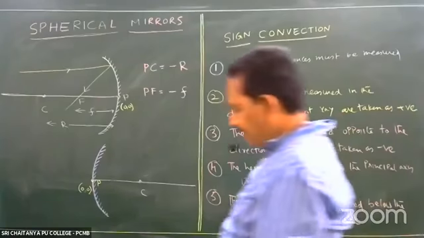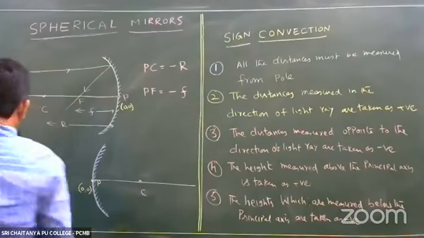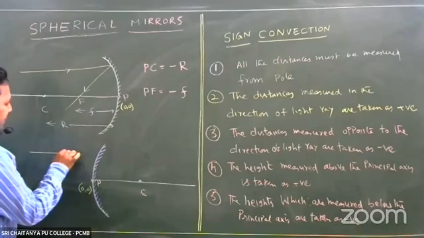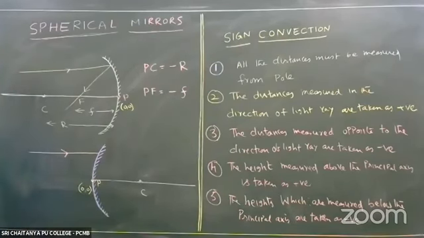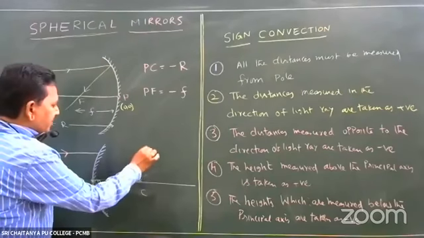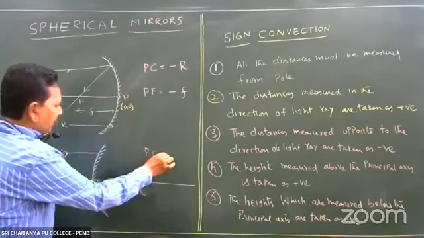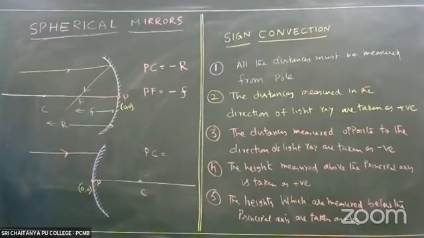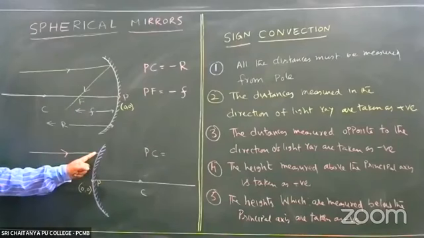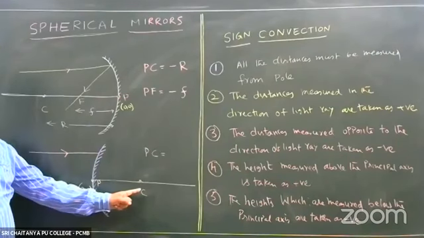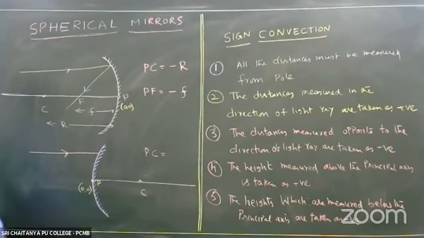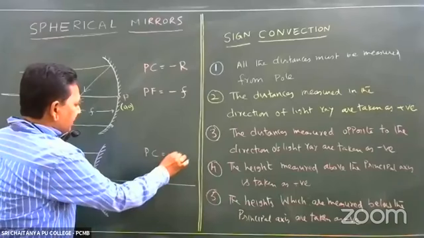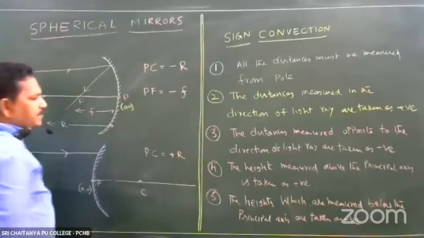Let us consider the case of convex mirror. This is the direction of light ray which is incident on the convex mirror. Radius of curvature means, as usual, from pole to the center of curvature. Light ray is traveling from where to where? Left to right. P to C, also from left to right. So we are measuring the distance in the direction of light ray. So radius of curvature in case of convex mirror is plus R.